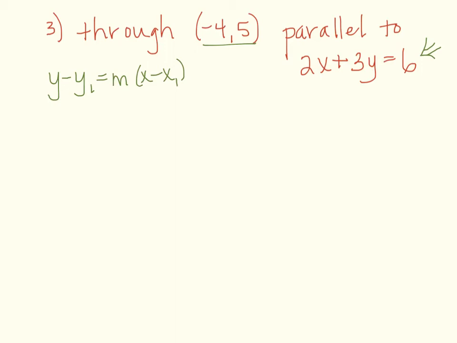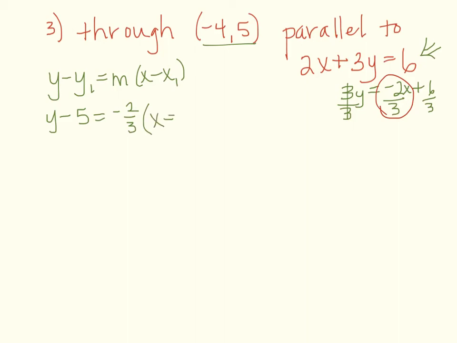Well, if you remember, to find slope, you got to get the y by itself. So the first thing I do is subtract that 2x over, and then divide by this 3. It looks like the slope of this particular line happens to be a negative 2/3, and since I want my line to be parallel to a negative 2/3, I also want to use a negative 2/3 for my slope. So instead of y minus y1, it's going to be y minus 5. My slope is going to be a negative 2/3. My x is going to be minus a negative 4 or a plus 4.